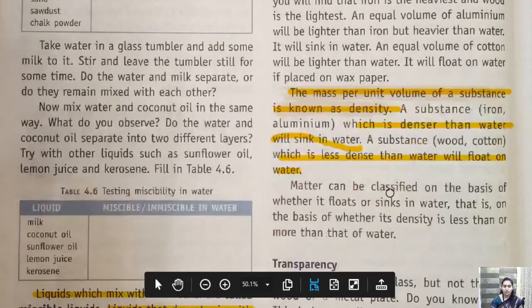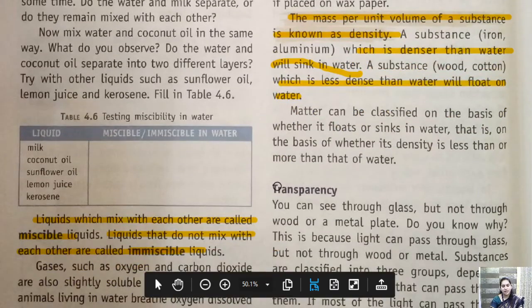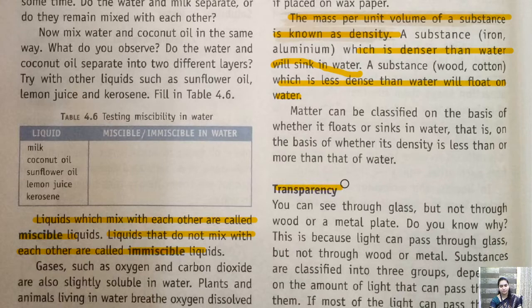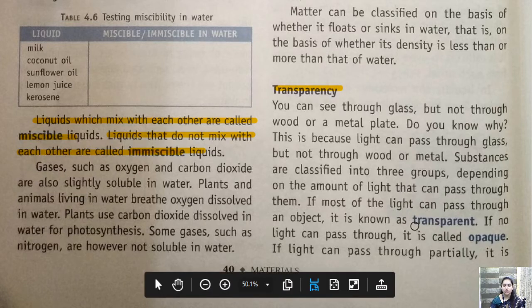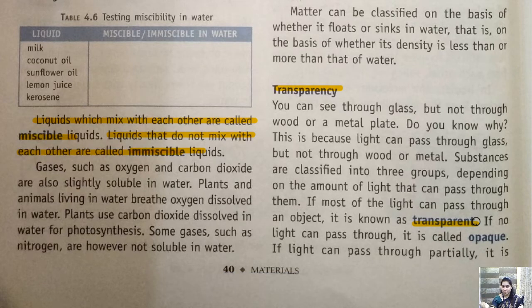That is important. Okay. Now coming on to the last property, that is transparency. So what is transparency? We have seen that overall we have three types of objects. We have transparent, we have opaque, we have translucent object. So what is transparent? The transparent object is that object through which we can see very clearly. We call it transparent.